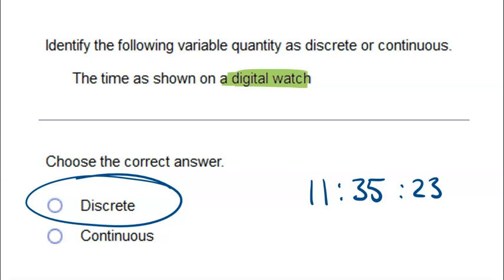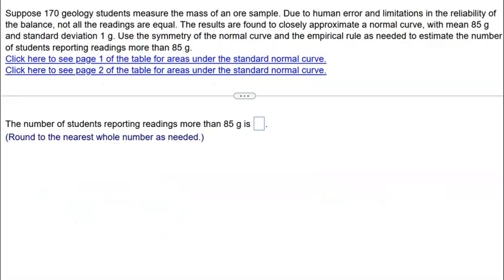Although I did not present that question here, you may run into that one when you do your homework. Okay, here's where it gets real. These are the table problems.